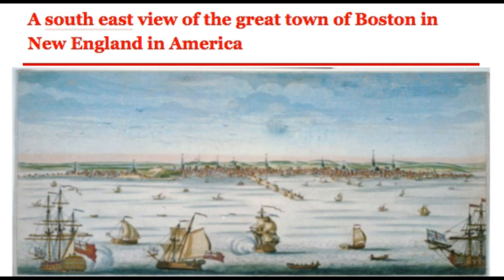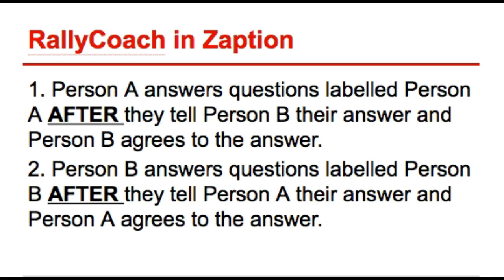The next few questions, you're going to use a Rally Coach to do those. And a quick refresher on Rally Coach: person A answers any question that is labeled person A. However, before they type anything in, they have to tell their answer to person B, and person B has to agree with it or help them fix it, and then they can type it in. The same thing goes for person B.